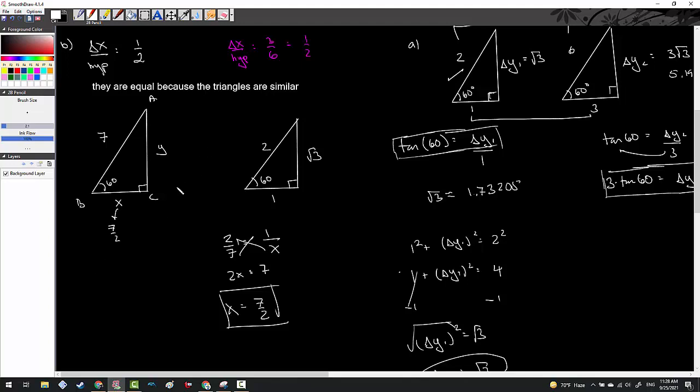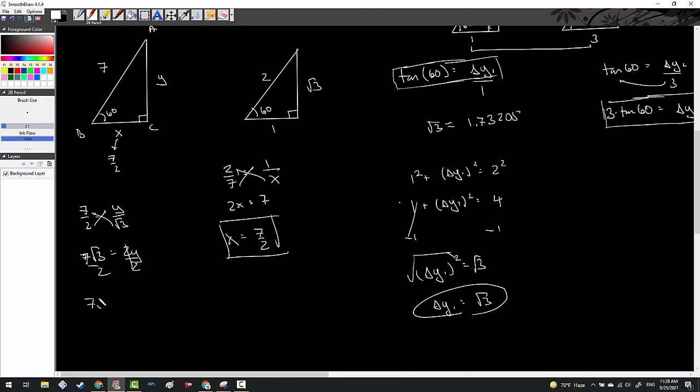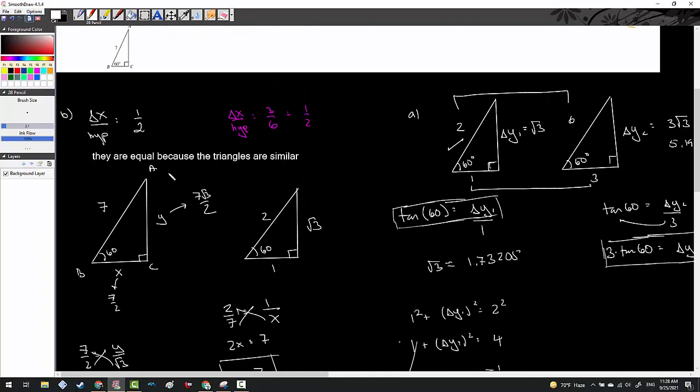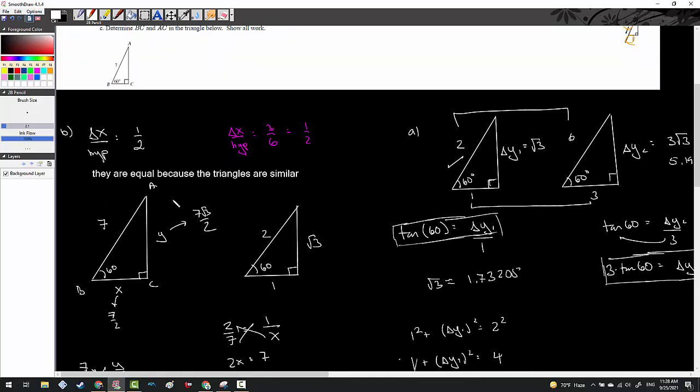I'll do the same thing to solve for AC. So I'll say that 7 over 2 is equal to y over rad 3. So 7 rad 3 is equal to 2y, divide by 2, and what I get is 7 rad 3 over 2 is equal to y, and that's what this side is. Again, it's this whole notion of similar triangles coming back to solve for missing sides of these right triangles.